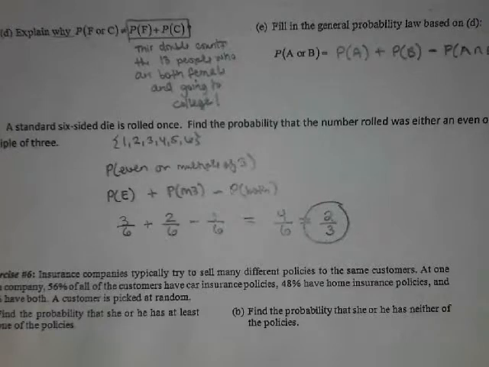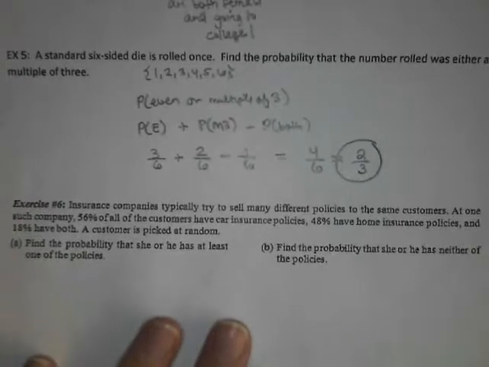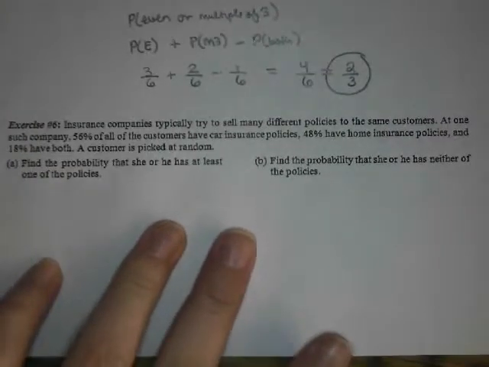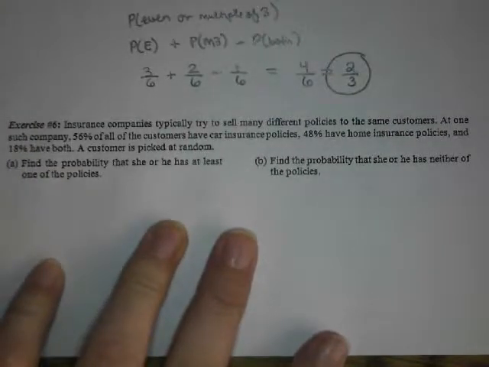All right, exercise 6. This looks more like a Regents question to me. Exercise 6 says insurance companies typically try to sell many different policies to the same customers. Fluff, right? That's just giving you some basic context. At one such company, 56% of all of the customers have car insurance, 48% have home insurance policies, and 18% have both.